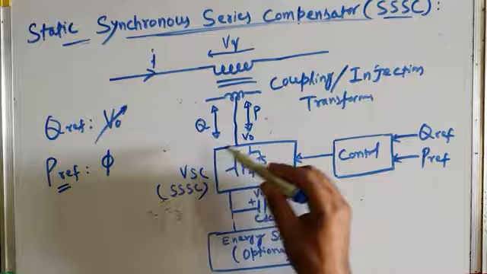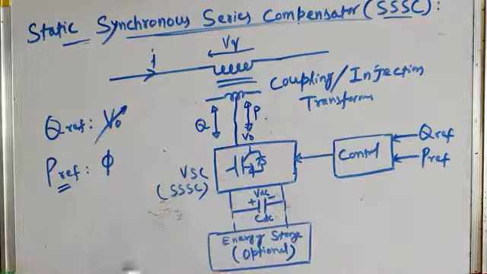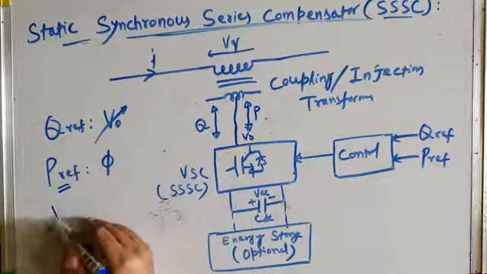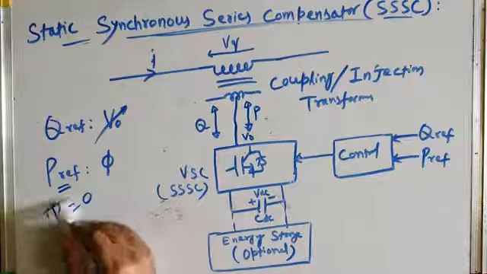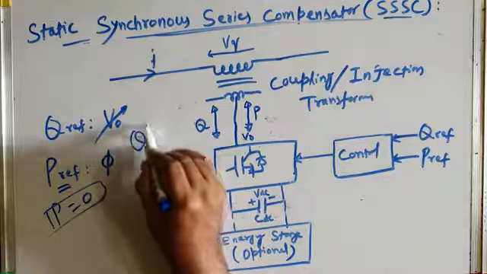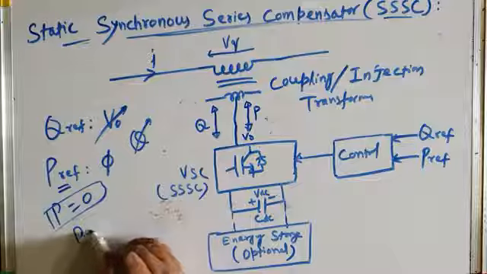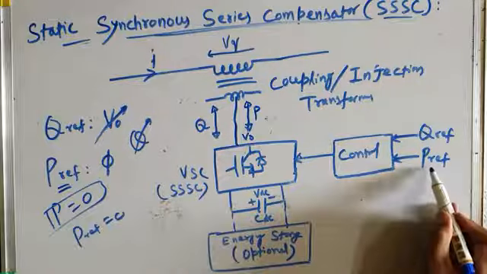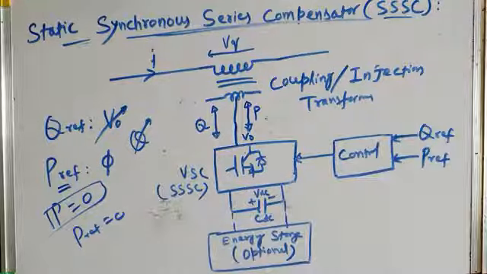So if you want to use this SSSC exclusively for reactive power control only, and you don't want any active power control, you want active power 0, you want only reactive power control, then in that case this PREF signal has to be set to 0. This will be equal to 0, only QREF will be there. Fine.